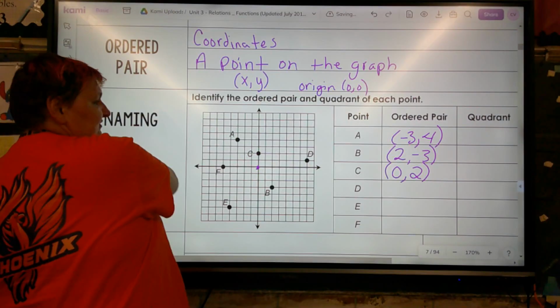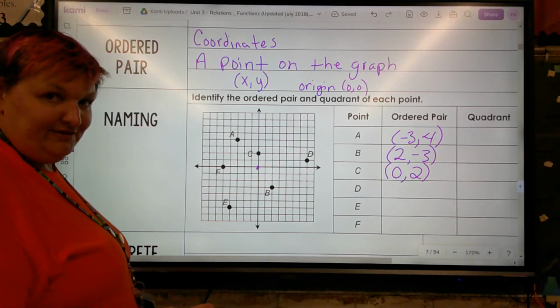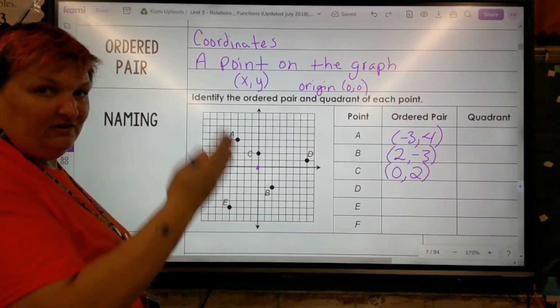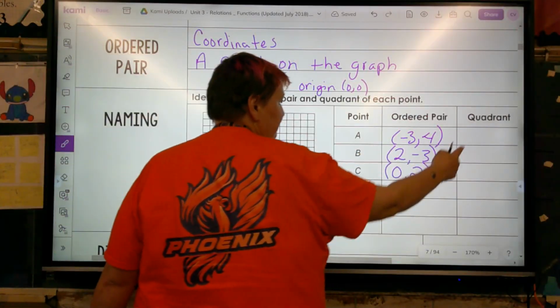All right? You're going to do D, E, and F. Left, right first. Left negative, right positive. Then up, down. Up positive, down negative. All right? And then it's asking what quadrant it's in.